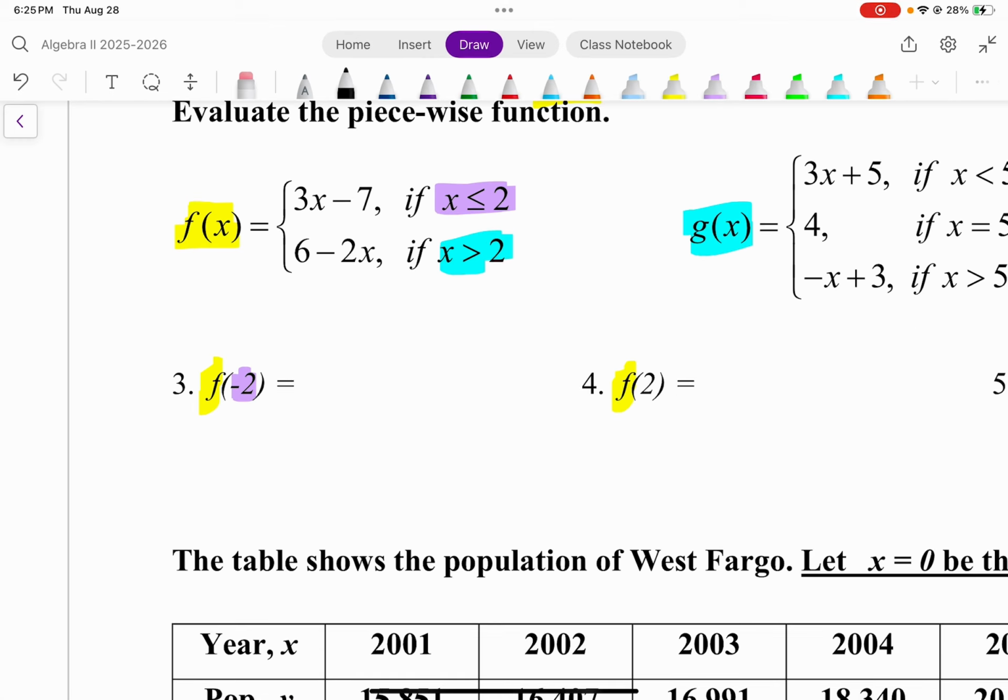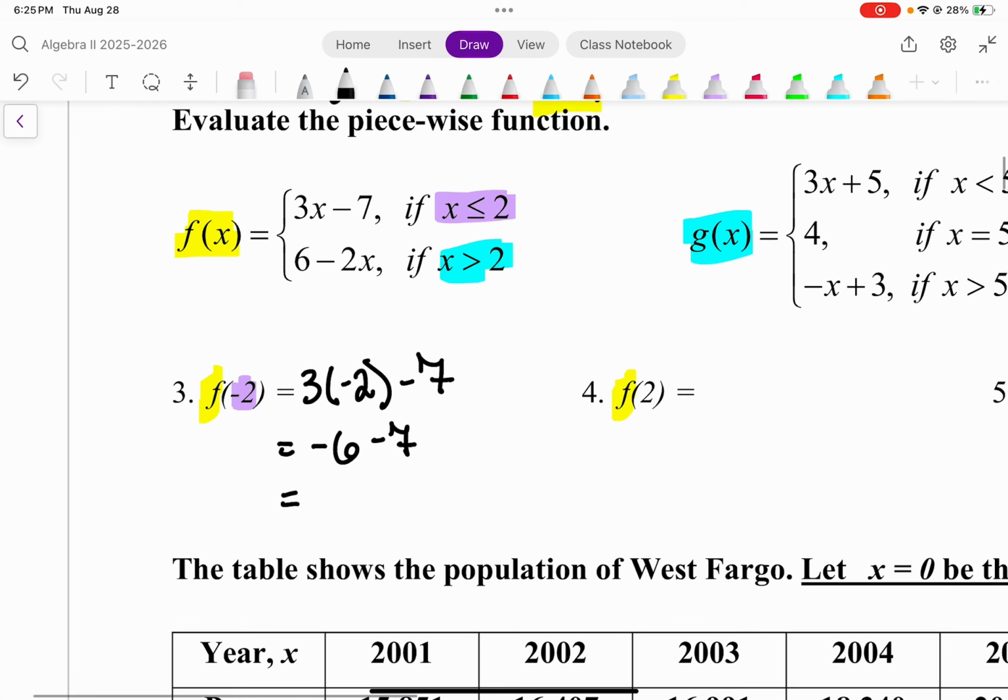So now that we know that, we're going to plug -2 into the function and solve. For this, we would take 3 times -2 minus 7. And 3 times -2 is -6. -6 minus 7 would be -13. And that would be our final answer.